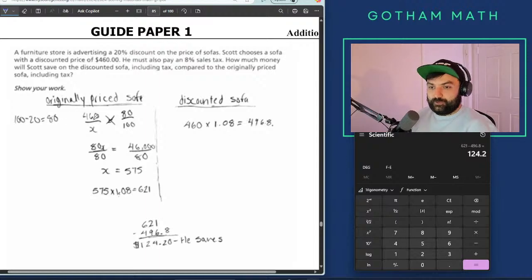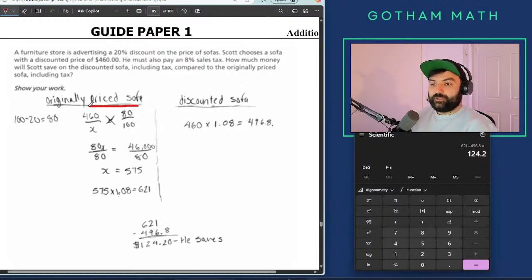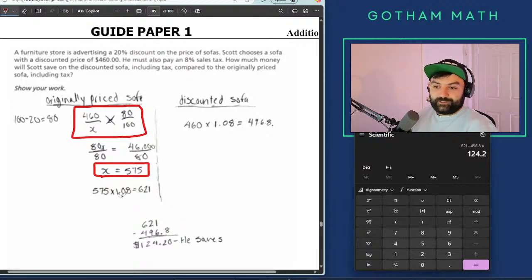So, hold on, let me do it with red, like I'm a teacher. So, absolutely the same way to find the original price, right? 460 is 80%, X is 100%, right? 575. Okay, then just basically multiplied by 1.08. That's another way to find out final price after 8% tax, which is 621.